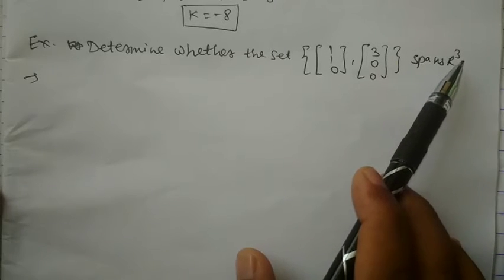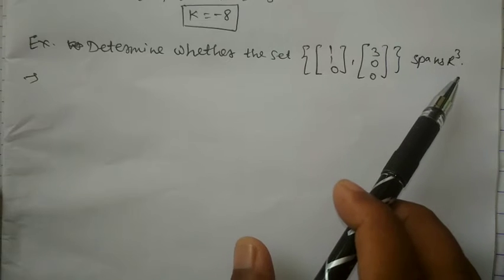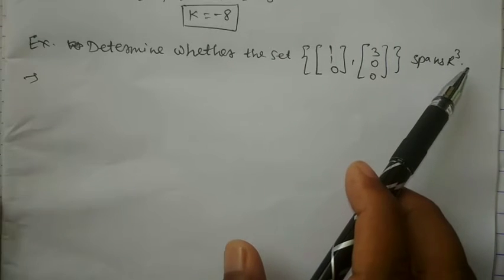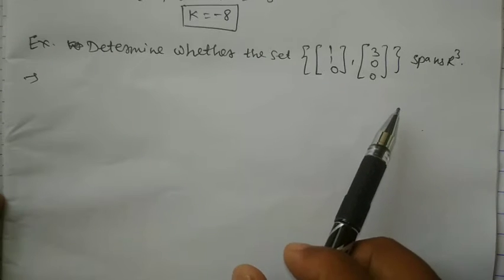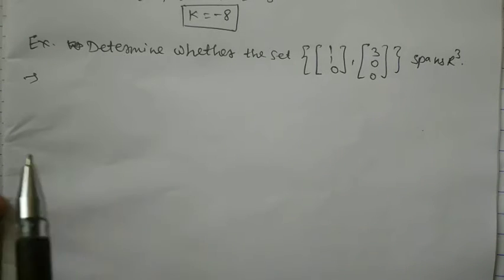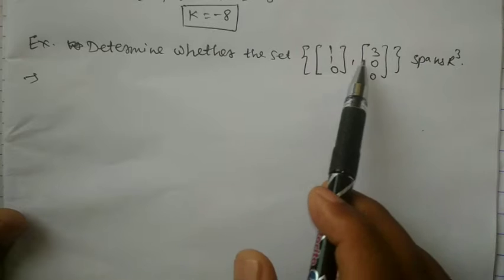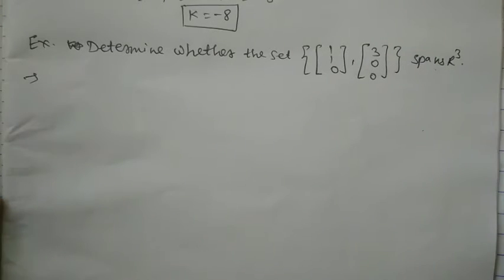R cube consists of the vectors having three elements, a column matrix or vector having three elements A, B, C. We have to check whether this set spans R cube. So how to check this? For that we have to consider any element from R raised to 3, and check whether this element can be written as a linear combination of these two elements.